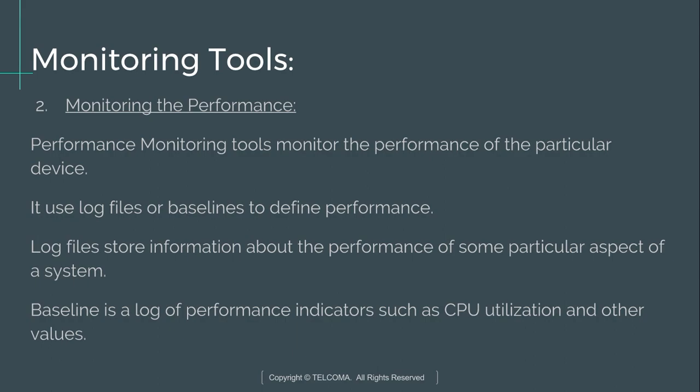In log files, it stores information about the performance of some particular aspect of a system. Performance monitoring tools use log files to track the system performance, and another name for them is counters or facilities. The log files record things like the percentage of bandwidth utilized over time on a device. So these create a database of information about the performance of a system. The next is baseline. A baseline is a log of performance indicators such as CPU utilization and other values. It provides information about networks and servers, whether they are working properly or not. All operating systems have baseline tools to provide performance monitoring of a device.